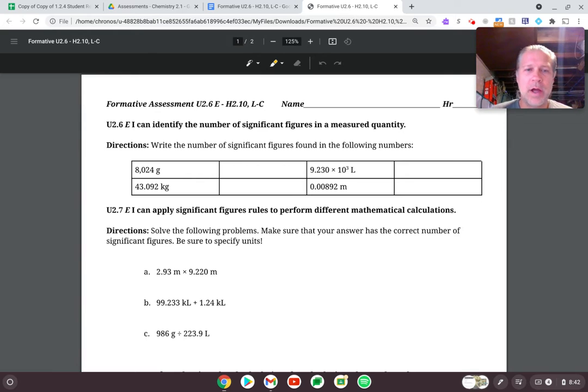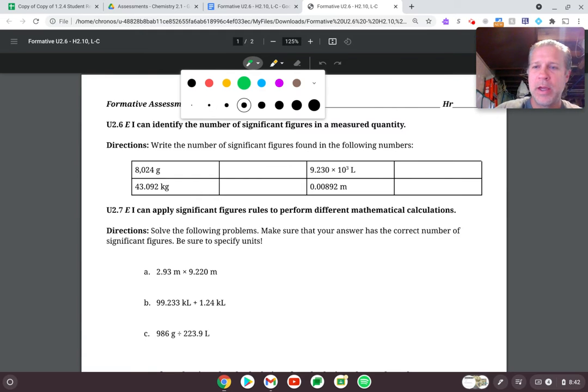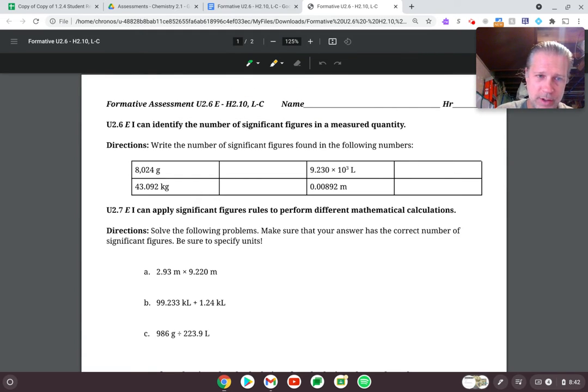So, the first learning target, you are asked to identify the number of significant figures that are found in the number itself. So, in the case of the first one, 8,024, there is no decimal. So I'm going to draw a line coming in from the right to the left. And then I'm going to count 1, 2, 3, 4. So this one has 4 sig figs.